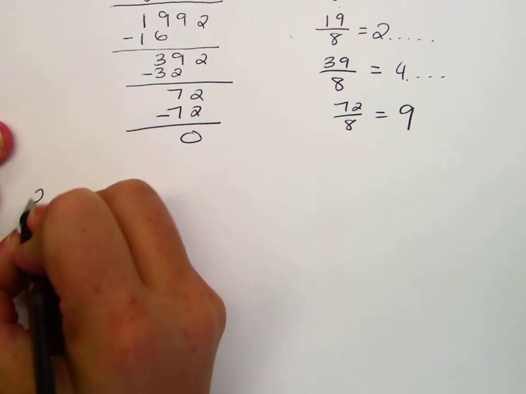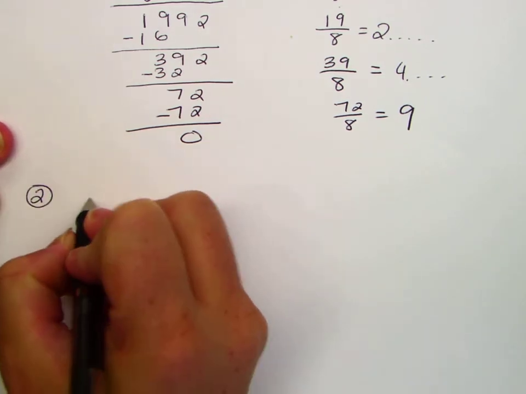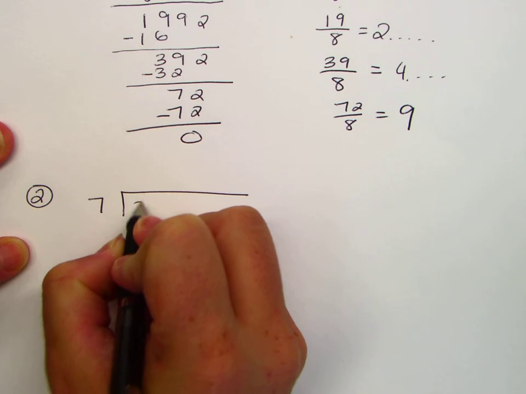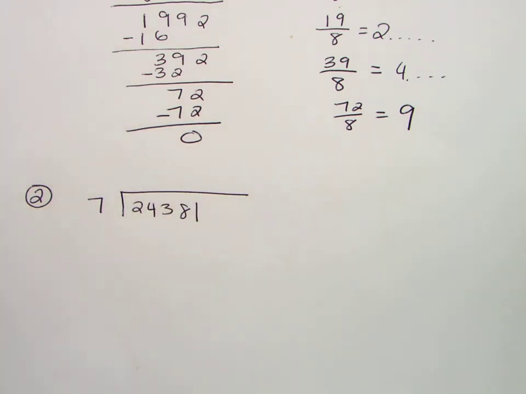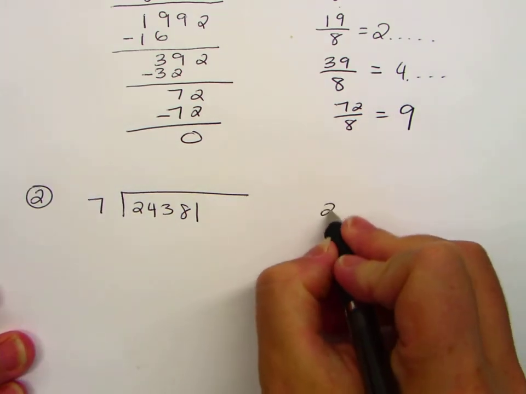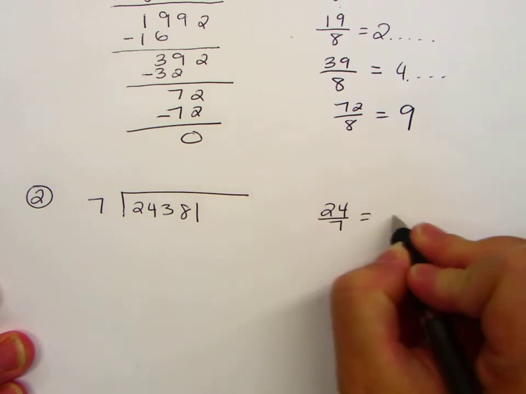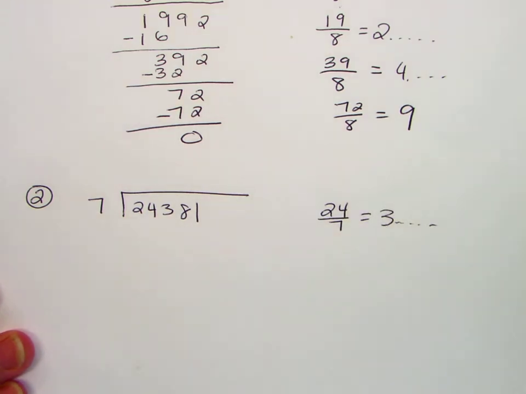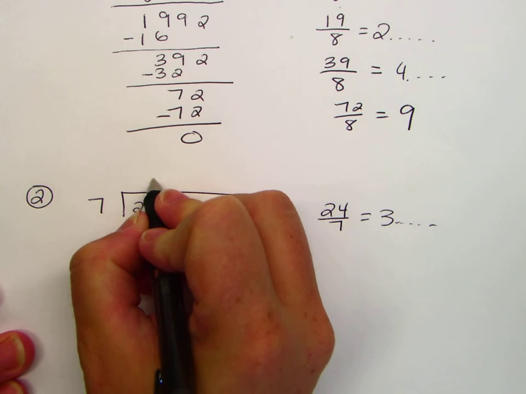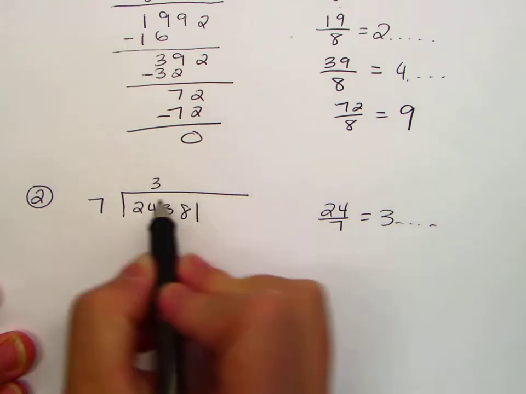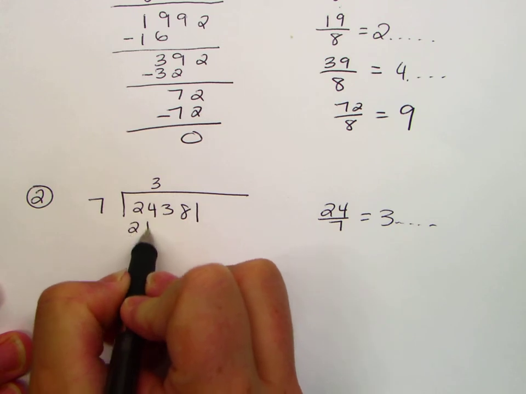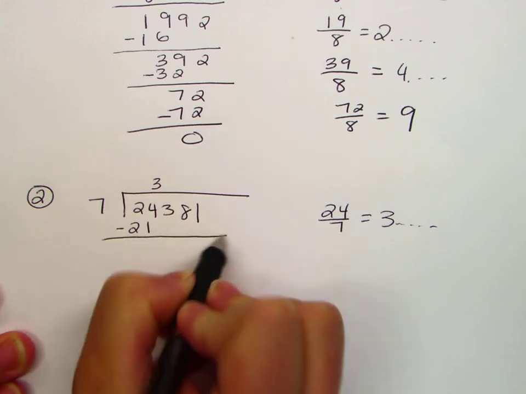All right, let's try another one, old school, just to prepare us for the polynomials. Okay, again, what's our first thought process? Does 7 go into 24? How many times does 7 go into 24? 3 and some change, 3 point something, right? Put a 3 above the 4, because 7 goes into 24, not just the 2. We multiply, subtract.